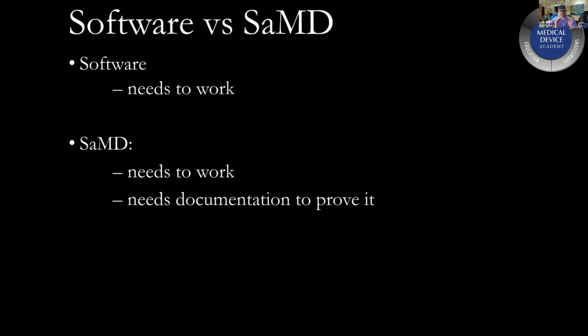Software people say the software needs to work. I don't care about the documentation, I just need it to work. They actually say that in Agile. The Agile manifesto says we emphasize working software over documentation. Whereas with software as a medical device, you can make it work as well as anybody can, but if you don't have the documentation, I can't even submit it to the FDA.